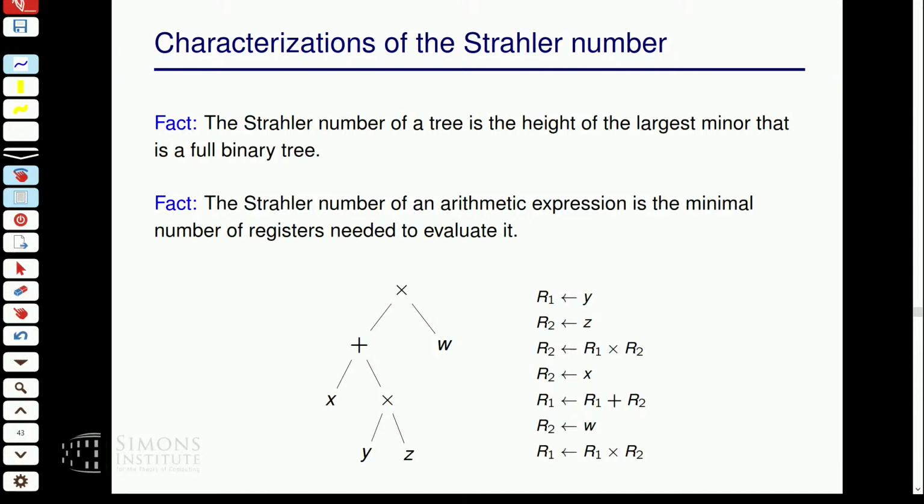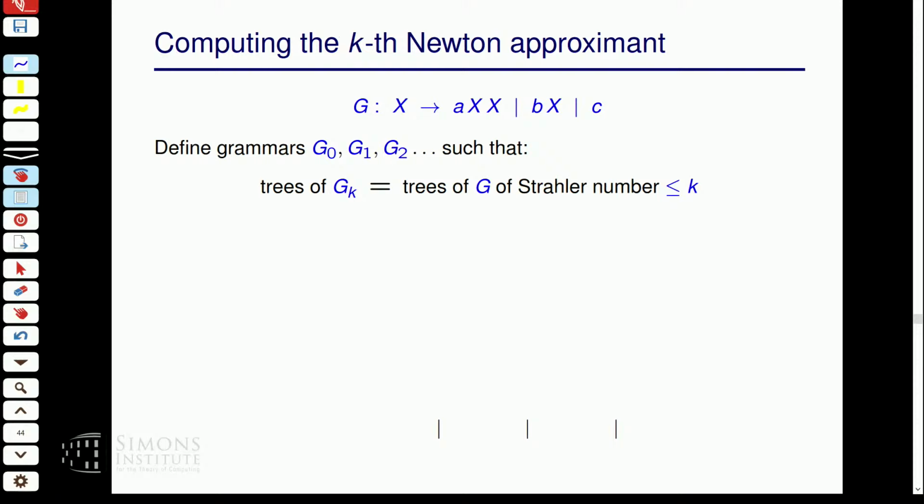Or, if you like a more operational view, imagine that you have an arithmetic expression like this and you have to evaluate it. The Strahler number is the minimal number of registers that you need in order to evaluate it, because the number of registers depends on the order of evaluation. If you take the optimal order, then that's the Strahler number. Okay, good. So now that we have this theorem, which I'm not going to prove because it's a bit more complicated, how can we use it to compute?